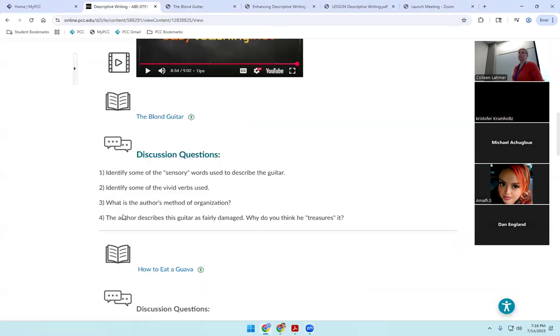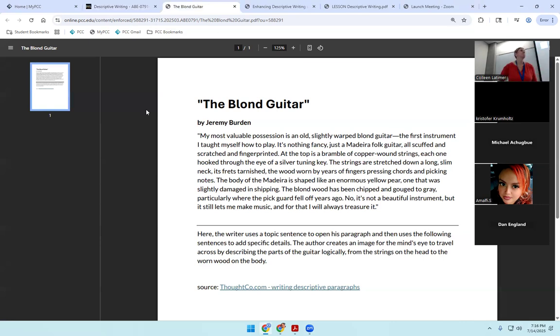Okay. What's the author's method of organization? So is this chronological, spatial, or order of importance? Would it be order? I think so on this one. No, could like describe something. Yeah, it's going to be spatial. He is moving from one part of the guitar down to the next.